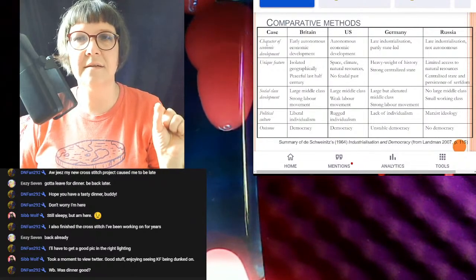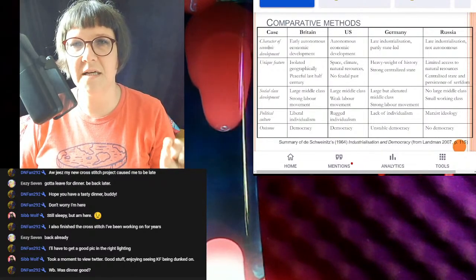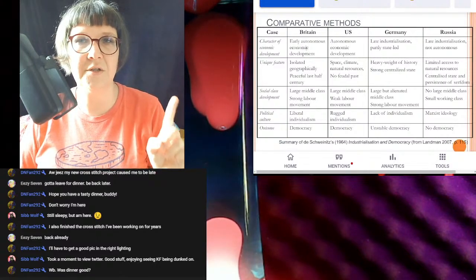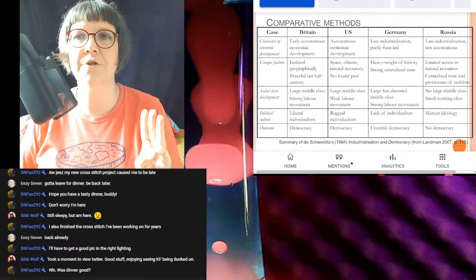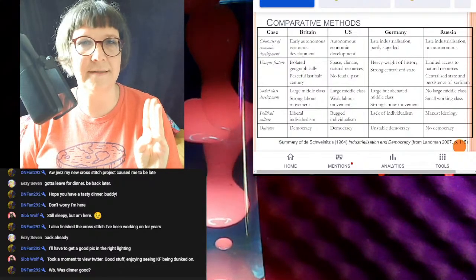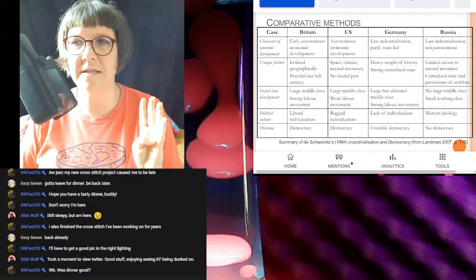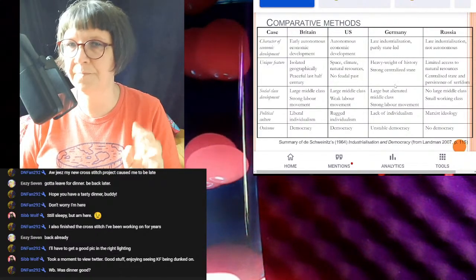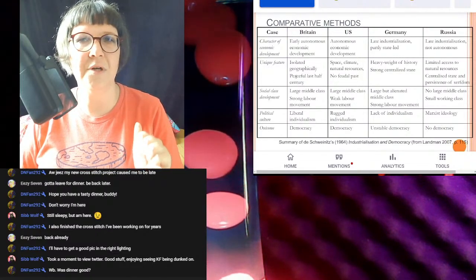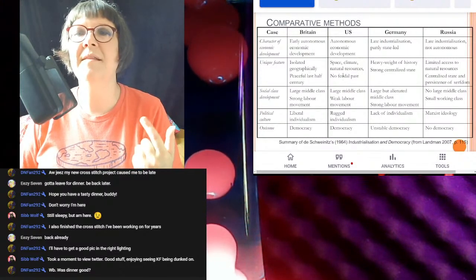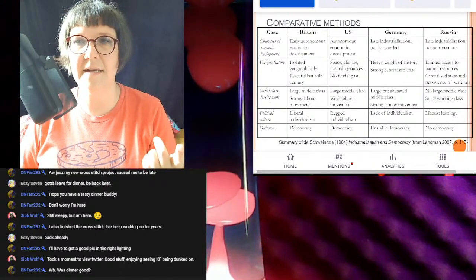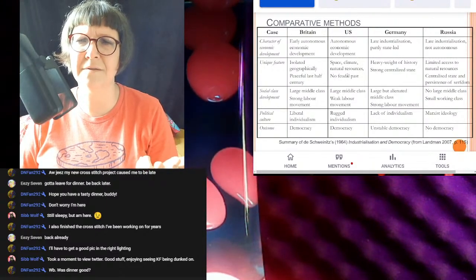So let's look at the metric of character of economic development. For Britain, it's early autonomous economic development; US, autonomous economic development; Germany, late industrialization, partly state-led; and Russia, late industrialization, not autonomous. What is their unique feature? Britain is isolated geographically, peaceful for the last half-century. The United States has space, climate, natural resources, and no feudal past.